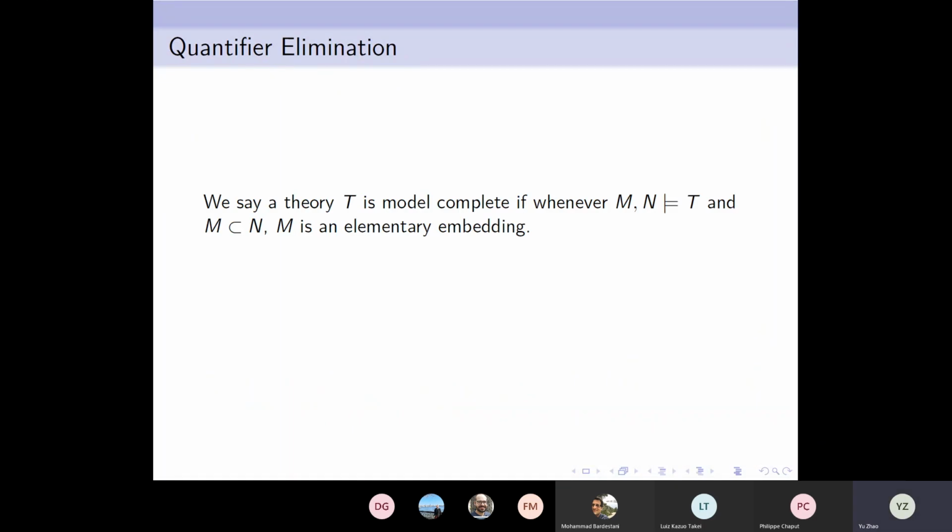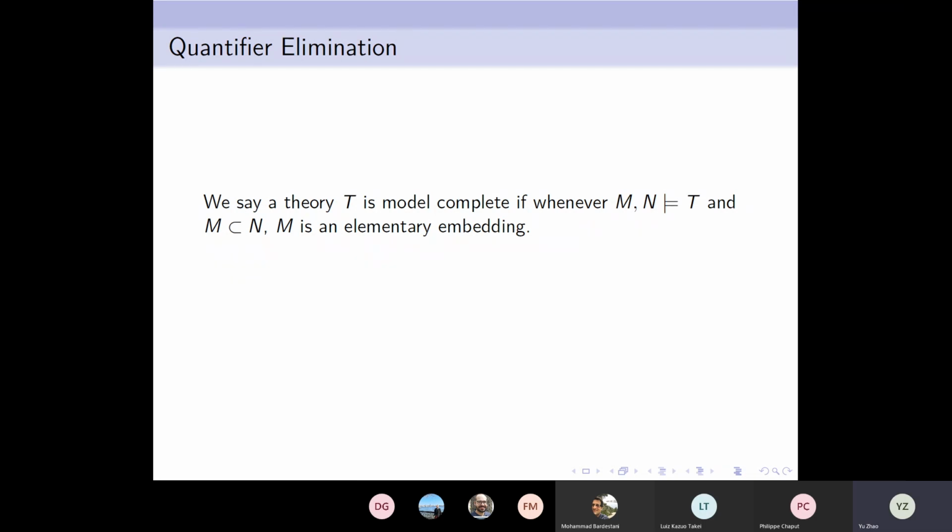Then we have another concept definition. We say a theory T, not necessarily complete, is model complete if whenever we have two models of T, M a subset of N, certainly it has an embedding, but here we say T is model complete if the embedding is elementary.